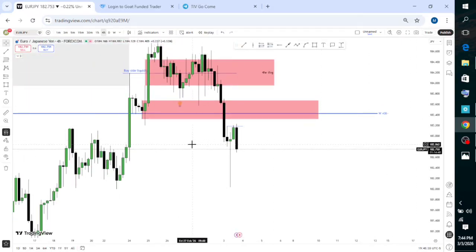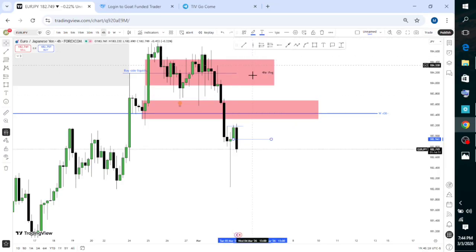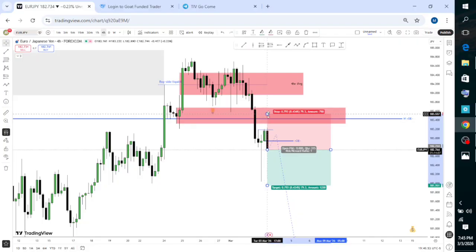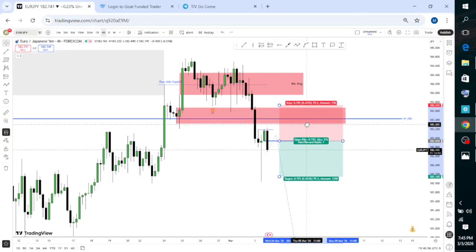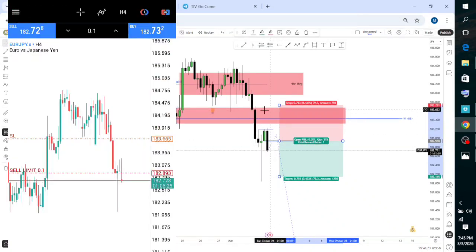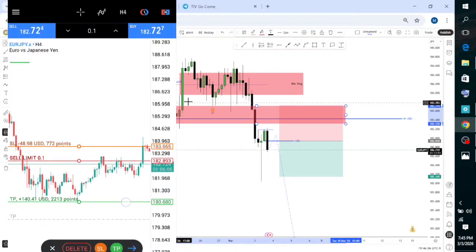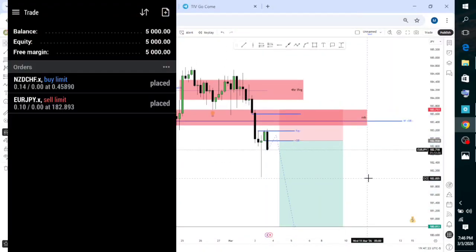So if price should close below this OB now, this 4-hour OB, I'm going to mark it. If price should close below it and retest this level, I'm going to go for a sell. Now, I'm not going to enter here. This is where I want to keep my entry. I want to enter on the retest. My stop loss is above this FVG and this breaker block, though this is the whole mitigation block. So I'm going to place this trade on my 5K account.